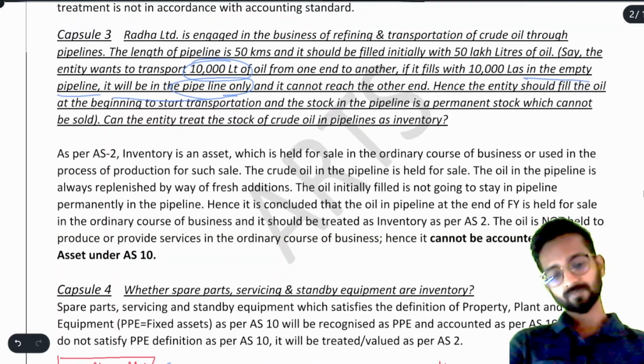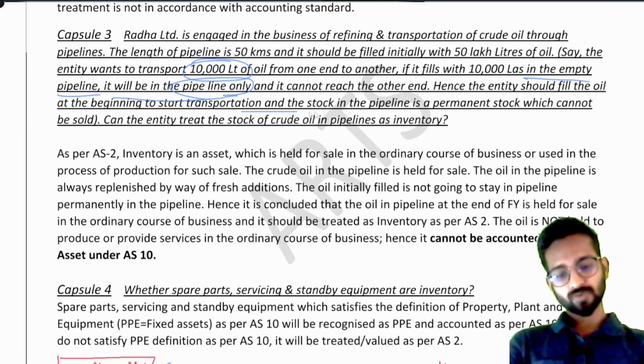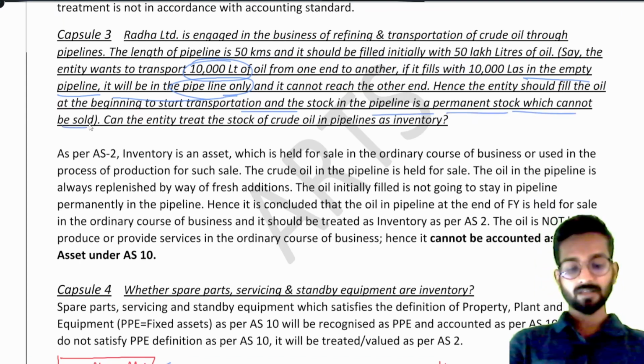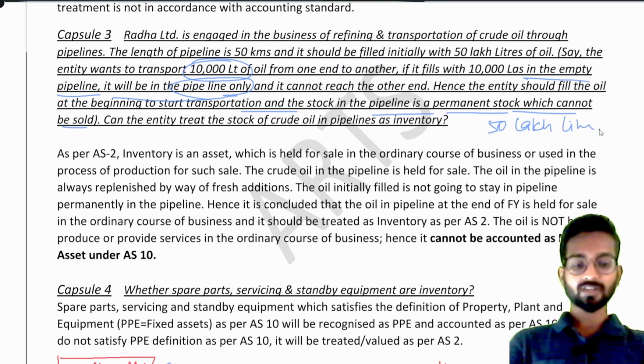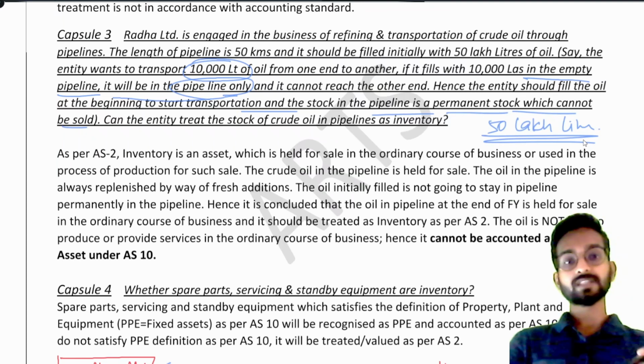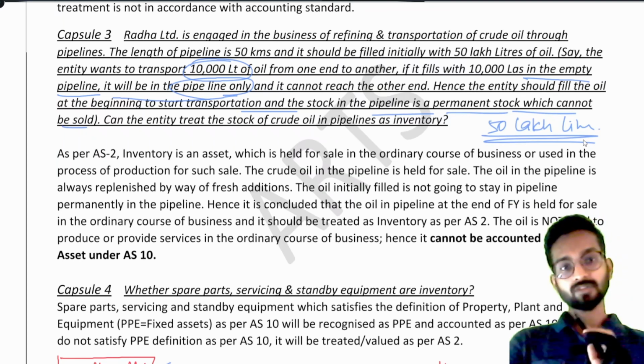Now after this, the entity should fill the oil at the beginning to start transportation, and stock in the pipeline is a permanent stock which cannot be sold. Now understand, 50 lakh liters of oil we are talking about, okay. So 50 lakh liters of oil will always be present in the pipeline, understand. So as on 31st March also, that will be our closing inventory.